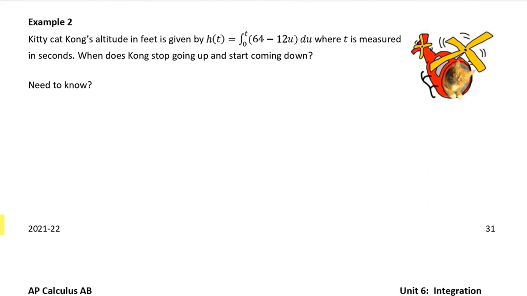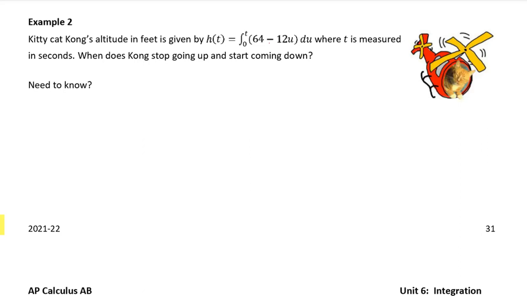Let's take a look at this example. Kitty Cat Kong in the helicopter over here on the right. You can see Kitty Cat Kong. Kitty Cat Kong's altitude in feet is given by this function: h of t equals the integral from 0 to t of 64 minus 12u du. These variables will not ever be the same in this type of function. t is defined as the upper limit. u is the variable of integration right now, where t is measured in seconds.